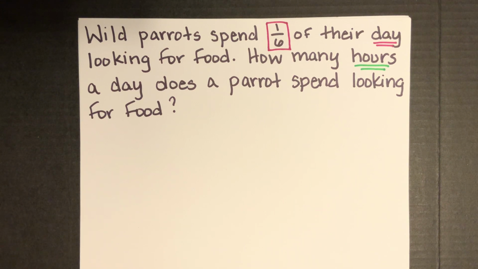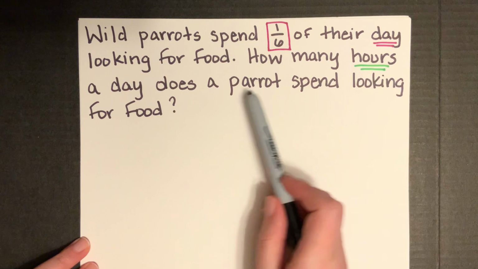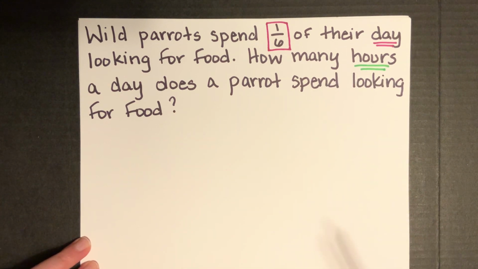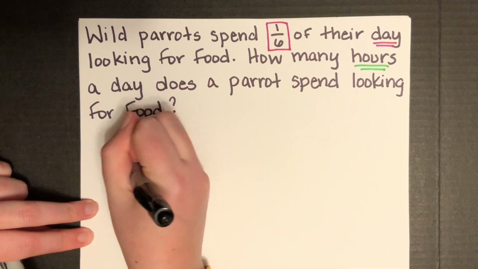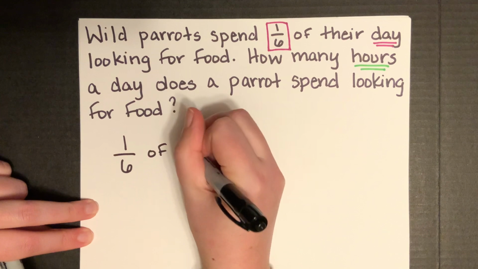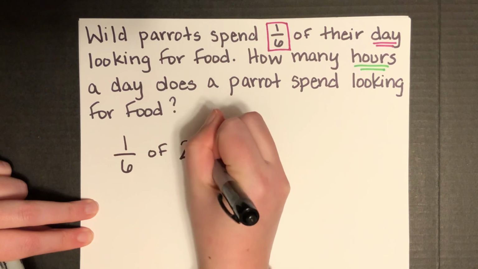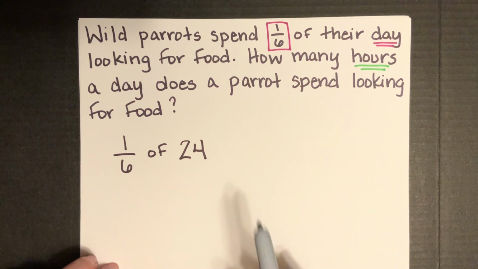So we need to write an expression. The best way to write the expression is to think about the unknown. We don't actually know this yet. That's not in our problem. So how many hours are in a day? Hopefully the first number that came to your head is 24. So what we're looking for then is what is 1/6 of 24. 1/6 of 24.